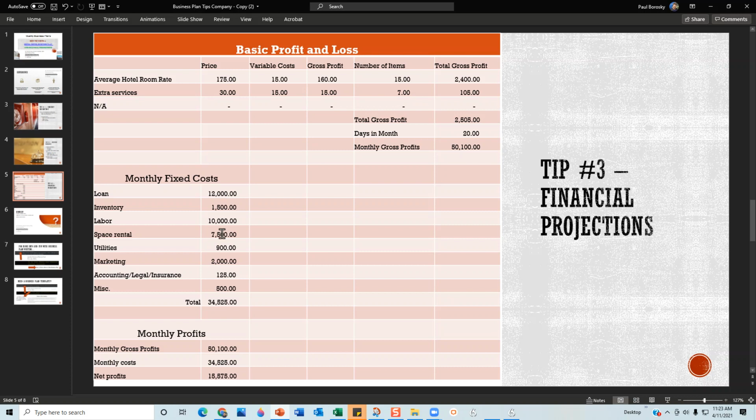Next thing you're going to do, once you identify all your fixed costs, is add up all your fixed costs and put the total down here. In this example, it's going to be $34,525. The final step is to calculate your monthly profits.